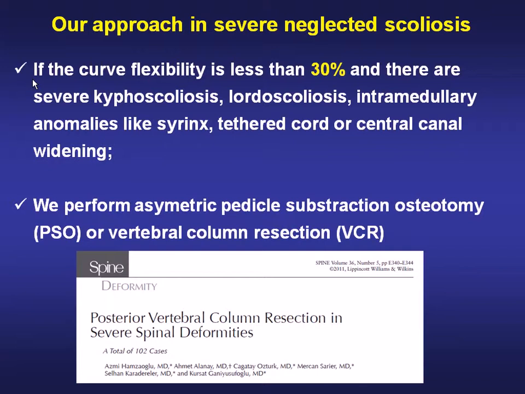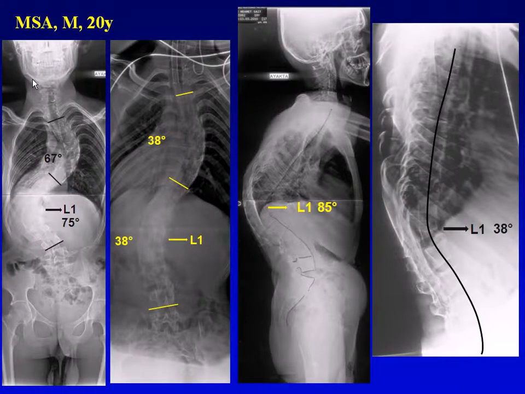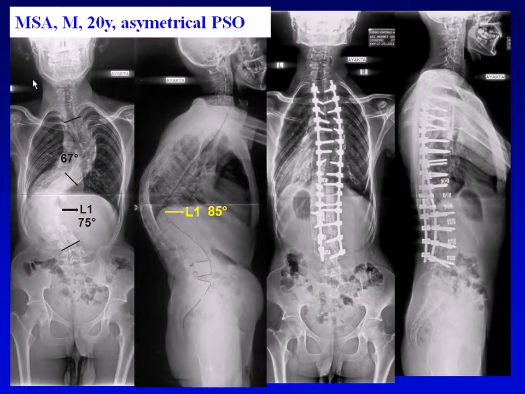If the curve flexibility is less than 30%, or if there is severe kyphoscoliosis or lordoscoliosis, we perform asymmetrical pedicle subtraction osteotomy or vertebral column resection. You can see a very severe thoracolumbar junctional kyphoscoliosis, and here pedicle subtraction osteotomy was done in this case, and at the second stage we performed anterior support due to severe osteoporosis.